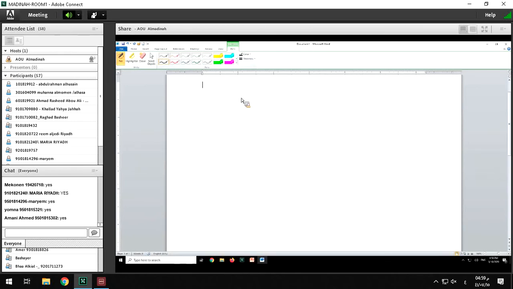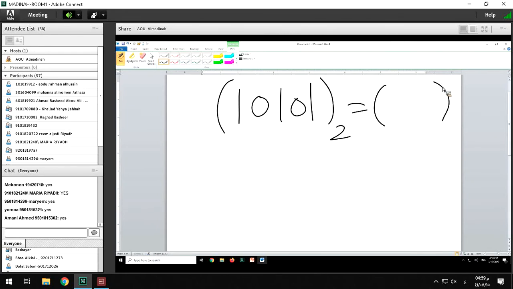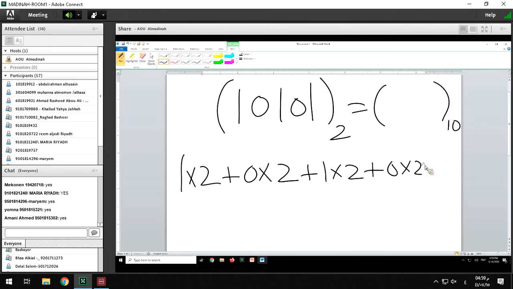So if I have a binary number 10101 to the base 2, what is the decimal of this? How to find it? You write 1 into 2 plus 0 into 2 plus 1 into 2 plus 0 into 2 plus 1 multiplied by 2. Now you add powers here: 2 power 0, 2 power 1, 2 power 2, 2 power 3, 2 power 4. Now you multiply and go on adding.